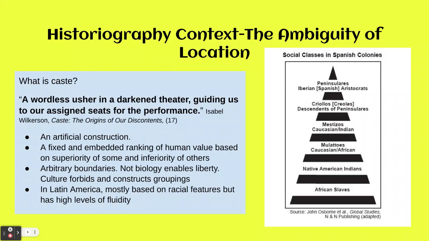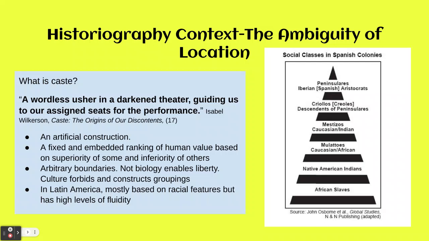So the context of what we're studying here, or what I attempted to pull back the layers on, is: what is caste? Well, that was a question that I've always asked, and I never get a satisfactory answer. Isabel Wilkerson, in her Pulitzer Prize-winning book, "Caste: The Origins of Our Discontents," says that it's a, quote, "wordless usher in a darkened theater, guiding us to our assigned seats for the performance." So it doesn't say much, which speaks to the ambiguity of caste.